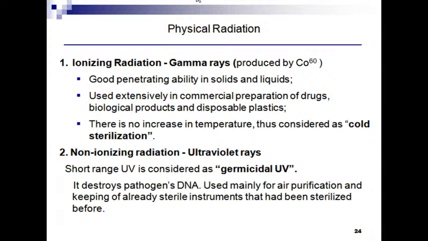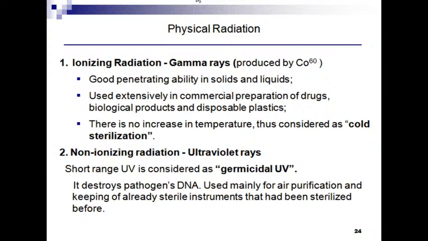The other physical factor is physical radiation. There are two types of radiation, ionizing and non-ionizing. Gamma rays are produced by the radioactive isotope cobalt-60. This radiation has good penetrating ability in solids and liquids. It is used extensively in commercial preparation of drugs, biological products and disposable plastics in factories. In hospitals, the method is not used because it is very expensive and very dangerous to personnel and the environment. There is no increase in temperature inside the sterilizer, so the method is considered cold sterilization. It does not damage the structure of material due to high temperature.